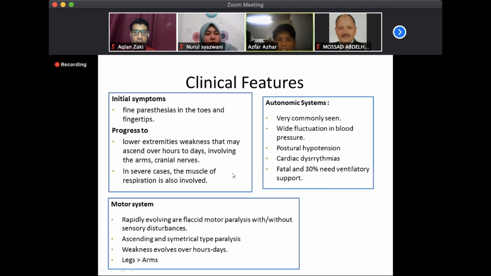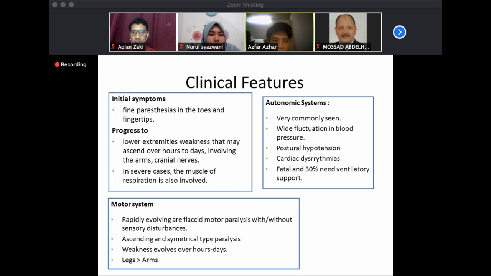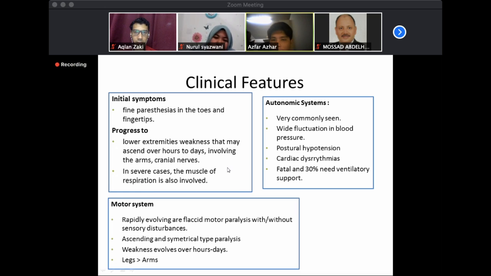Okay, so clinical features. Initial symptoms: basically the patient will come with fine paresthesia in toes and fingertips. It will progress to lower extremity weakness that may ascend over hours to days, involving the arms and cranial nerves. In severe cases, the muscles involved in respiration are also involved. So this is very severe.